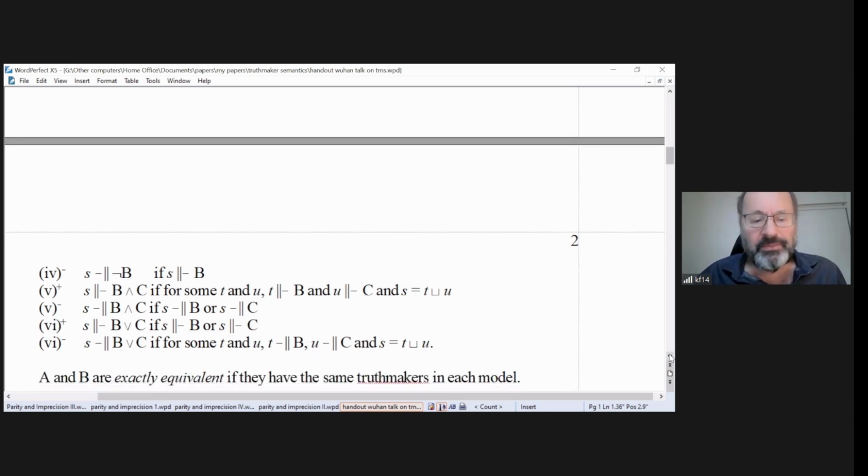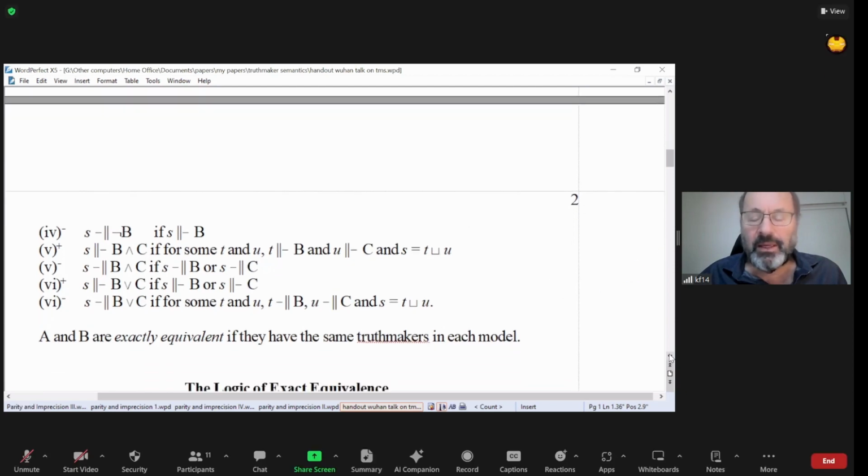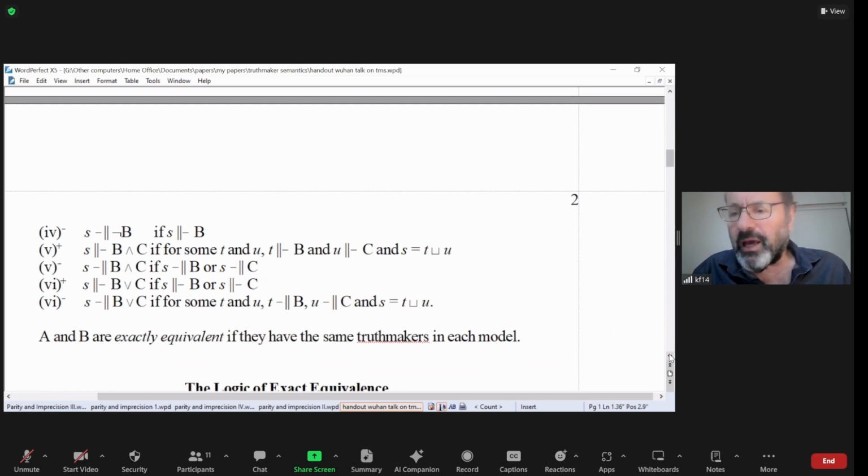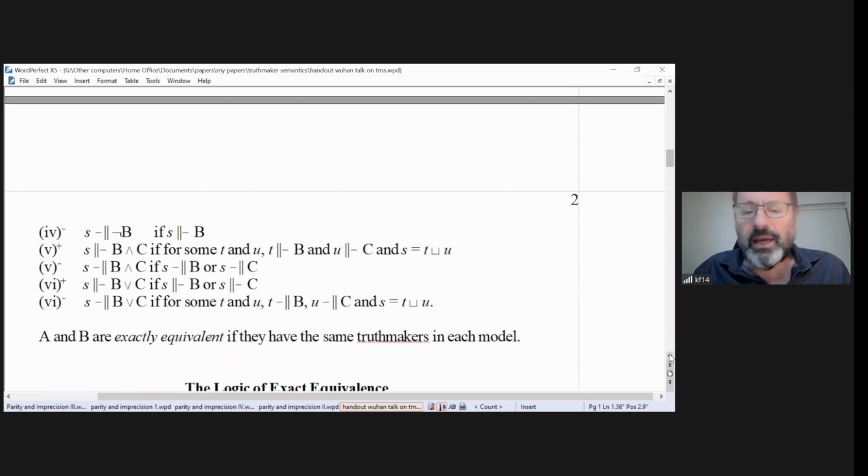Okay, let's continue then. Now, what we have is these clauses, okay? And now there are various logical notions that can be explained. So, if we just take standard semantics, let's just take a look at the possible world semantics.